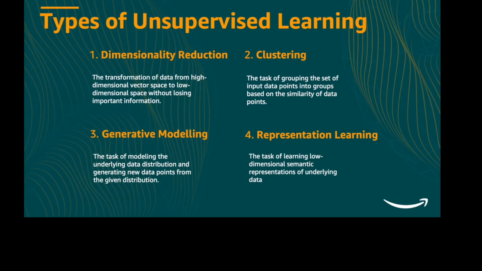So there are typically four types of unsupervised learning problems that we are going to cover in this talk. Namely, they are dimensionality reduction, clustering, generative modeling, and representation learning. As a part of this talk, I'll cover the first three, and representation learning will be covered by Nirupal. So, what is dimensionality reduction?